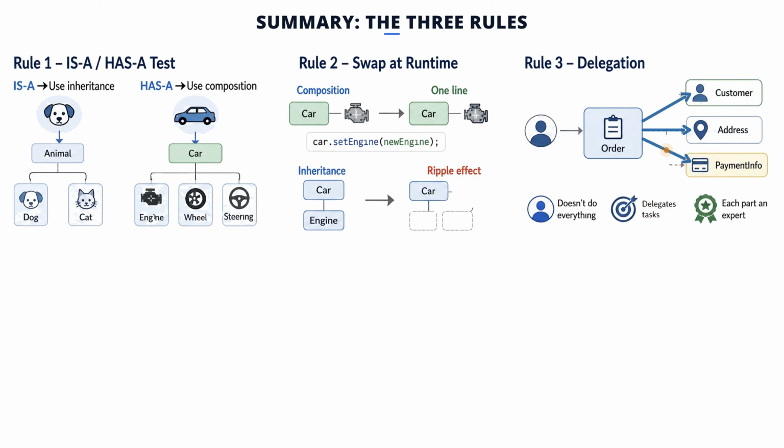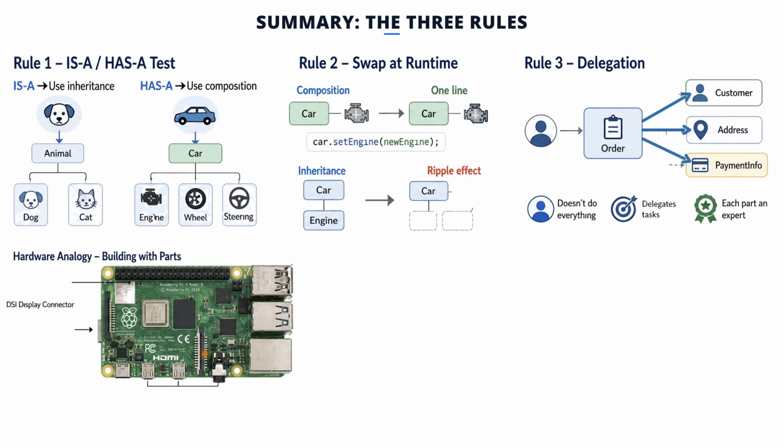This is exactly how hardware engineers build complex systems like this Raspberry Pi computer. They don't cast the whole board from a single rigid piece of silicon. They plug in USB ports, attach Ethernet ports, and integrate individual parts to make the whole system function. Software should be built exactly the same way, with parts.